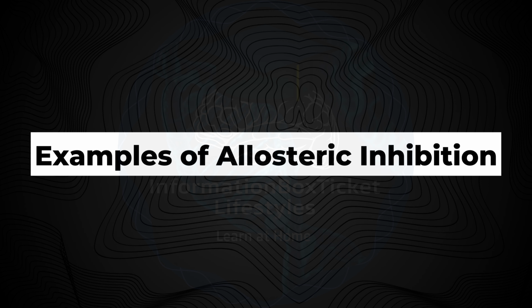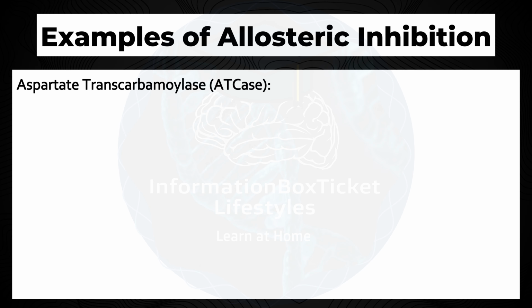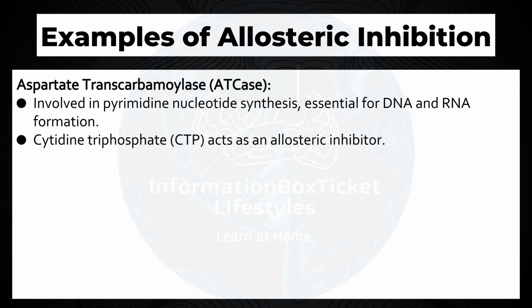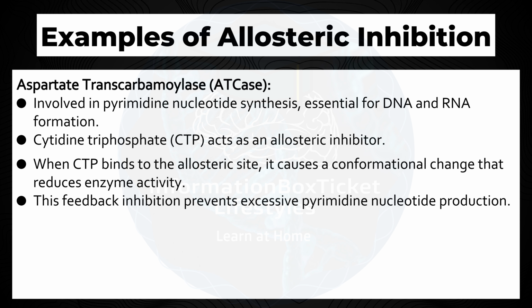Examples of allosteric inhibition. Aspartate transcarbamylase, involved in pyrimidine nucleotide synthesis, essential for DNA and RNA formation. Cytidine triphosphate acts as an allosteric inhibitor. When cytidine triphosphate binds to the allosteric site, it causes a conformational change that reduces enzyme activity. This feedback inhibition prevents excessive pyrimidine nucleotide production.